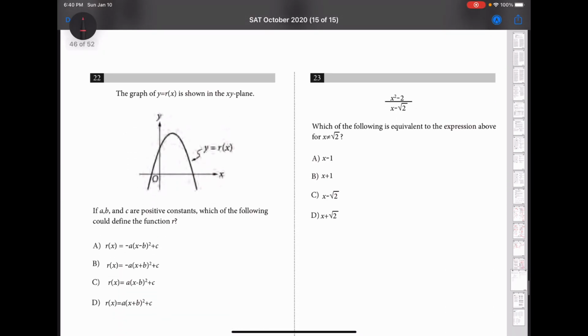Number 22. The graph of y equals R of x is shown in the xy plane. If A, B, and C are positive constants, which of the following could define the function of R?